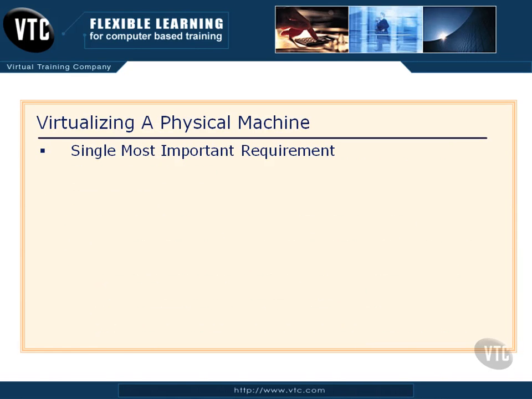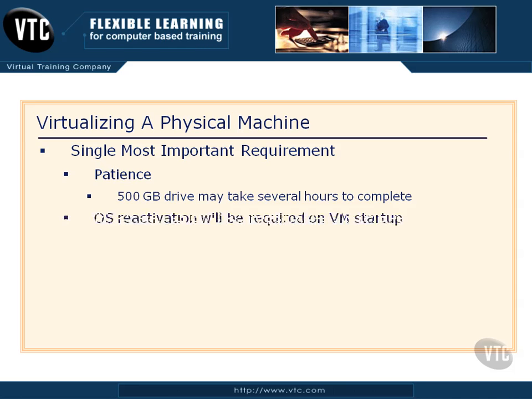The single most important requirement that you're going to run into with virtualizing a physical machine is patience. A 500 gigabyte drive can take several hours to complete. I've seen this. The last one that I did, I grabbed a Windows physical machine and virtualized it into a VMware Fusion environment running on an Apple Mac, and that took about 18 hours. So a 500 gig drive can take several hours. Normally, I hear people talking about 5 to 6 when it's Windows to Windows.